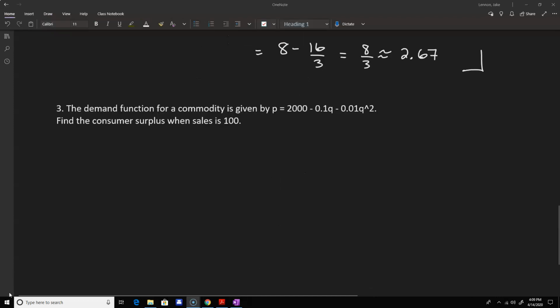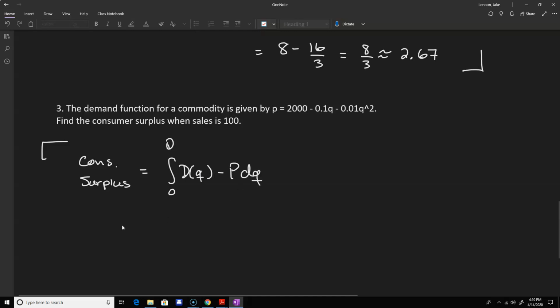Okay, so number 3 is a consumer surplus formula. So we've got a demand curve. So remember how the consumer surplus goes. Let's write down that formula. So our consumer surplus formula is given by the integral from 0 to q of our demand function d of q minus a specific price, with q as the input variable. So remember the picture here.